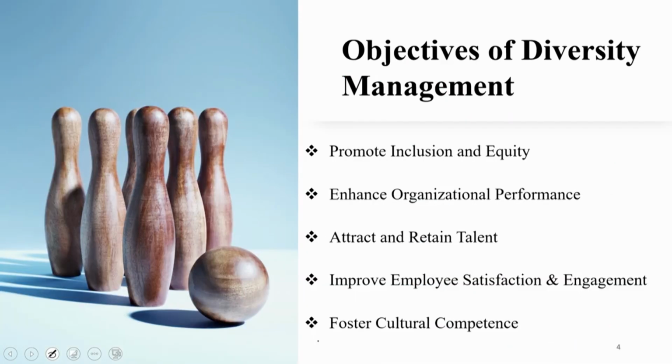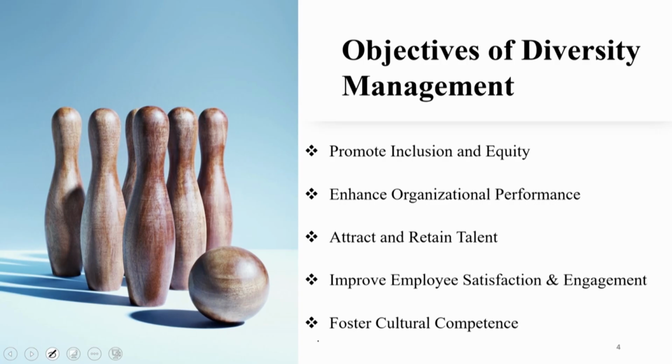We also tend to look into the objectives of diversity management. What are the key aspects of diversity management that actually lure us or attract us to it? Now we will look categorically into the objectives of diversity.